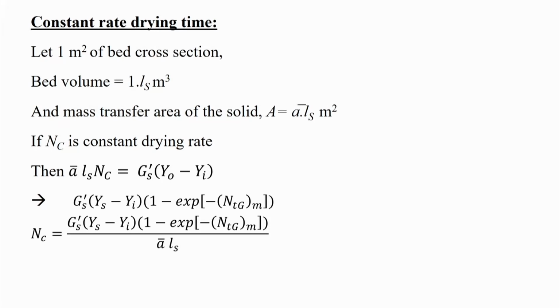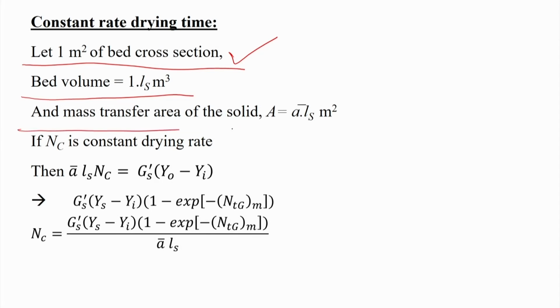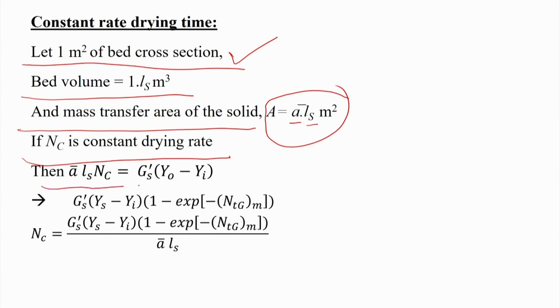Let us take 1 meter square of cross section area; in place of this we can assume any area, but for simplicity we have assumed this. Then the bed volume is 1 into Ls meter cube, and the mass transfer area of the solid A will be equal to A prime into Ls. If Nc is the constant drying rate, then A prime into Ls into Nc is equal to Gs prime into (y minus yi), that we know.